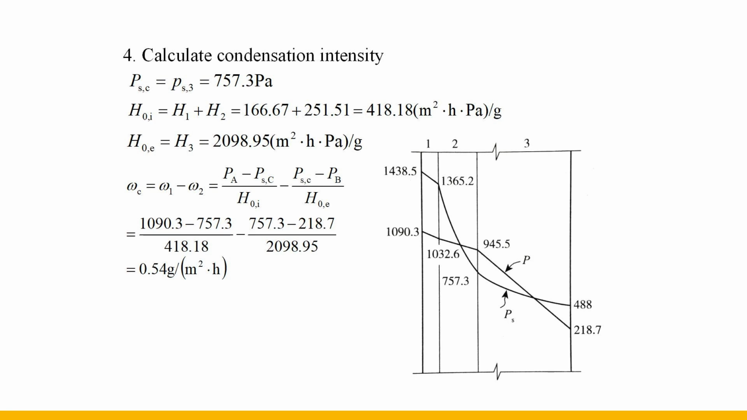The saturated water vapor partial pressure at the condensation interface is the saturated water vapor partial pressure at the interface between the second layer and the third layer. The water vapor permeability resistance on the inflow side of water vapor is equal to H1 plus H2, which is equal to 418.18. The water vapor permeability resistance on the outflow side of water vapor is equal to H3, which is 2098.95. PA and PB are the water vapor partial pressure of indoor and outdoor air, which is equal to 1090.3 Pascal and 290.7 Pascal. Bring into the calculation formula of condensation intensity and obtain 0.54 grams per square meter per hour.